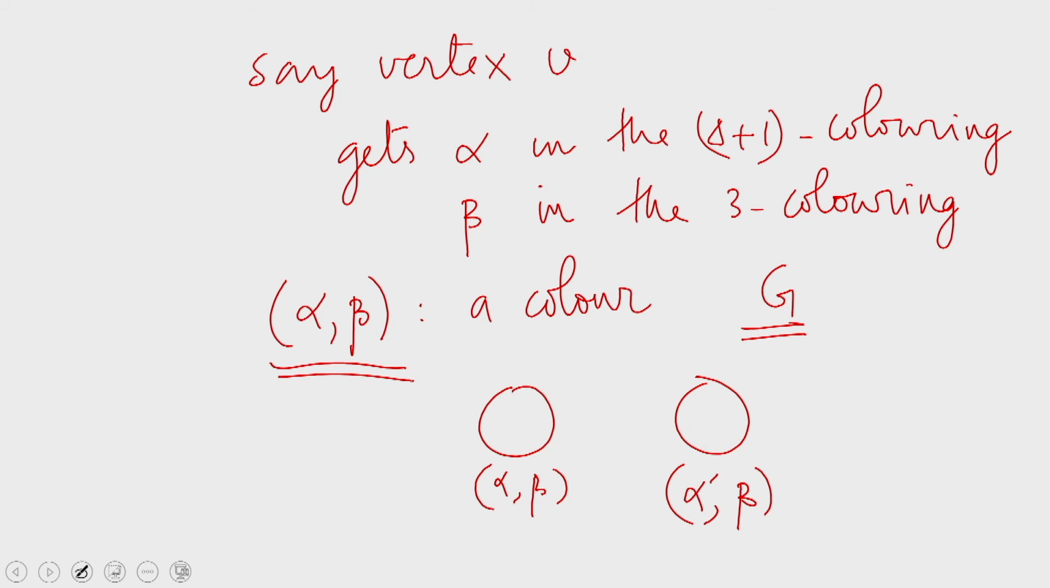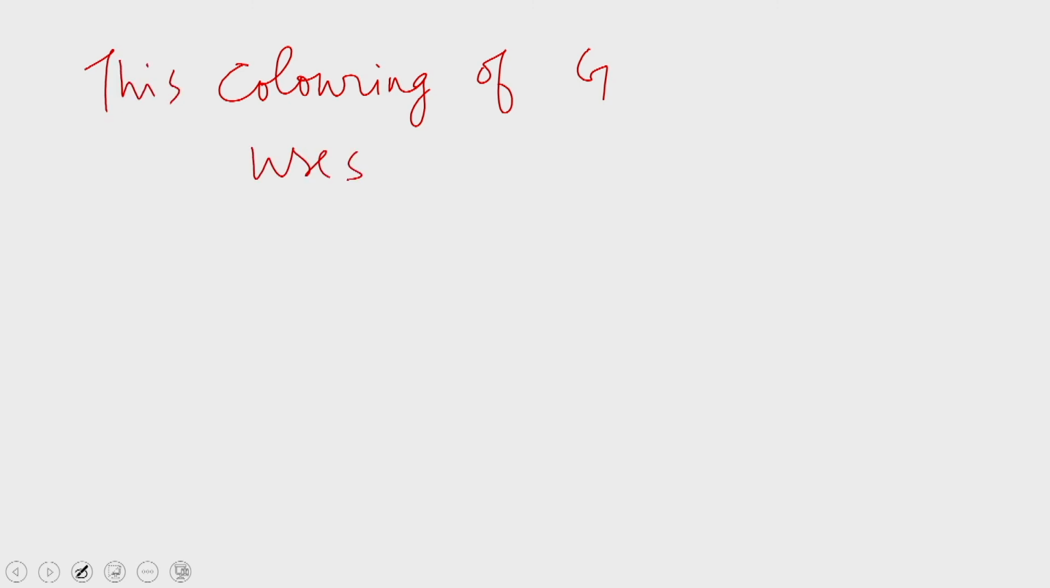Therefore, if you form colors in this fashion by taking ordered pairs of the 2 colors, we get a valid coloring, but then we would be using far more colors than we are prepared to use. How many such ordered pairs could there be? The first component of an ordered pair is one of the delta plus 1 colors. So, there are delta plus 1 possible values for alpha. Beta is one of the 3 colors. Therefore, there are 3 possible values for beta. Therefore, this coloring of G uses 3 into delta plus 1 colors, whereas we are prepared to use only delta plus 1 colors on the whole.